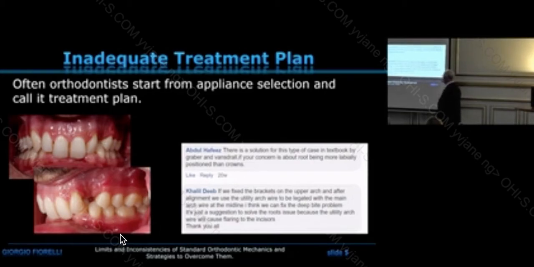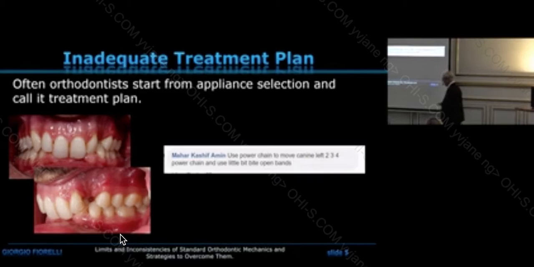So this is a very limited way of thinking of a treatment plan to me. You see, use a power chain to move the canine left. 2, 3, 4 power chain, and use a little bit wide open bands. I don't even know what they mean, but what is important is that they are focusing on the appliance and not on the goal of the treatment.